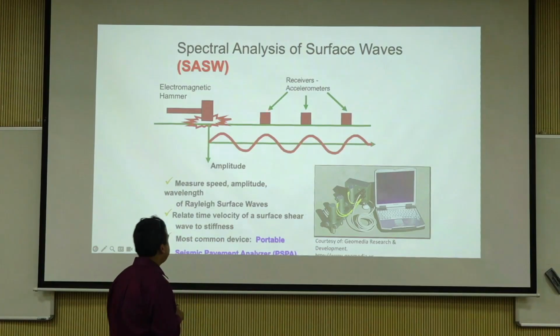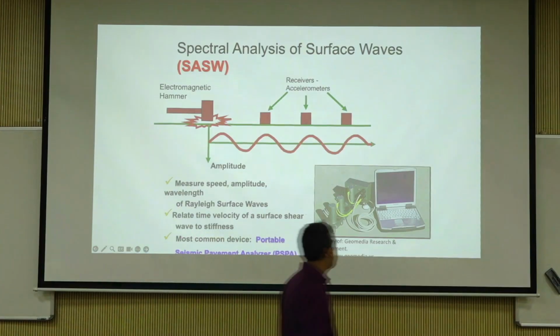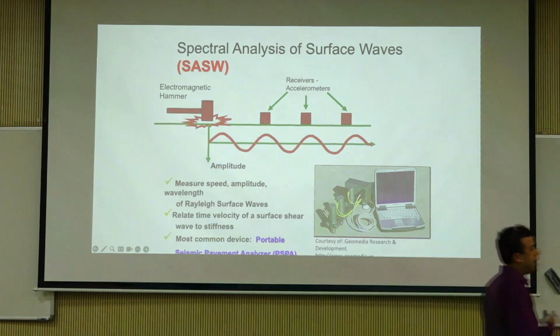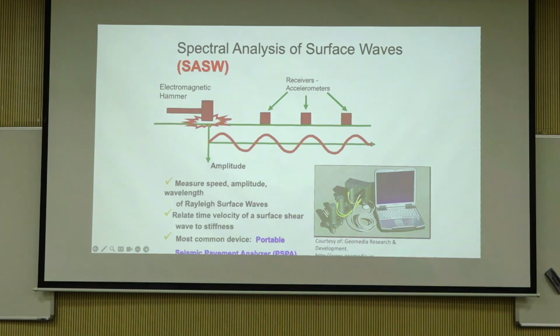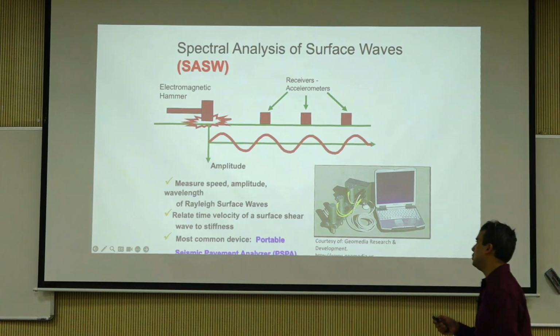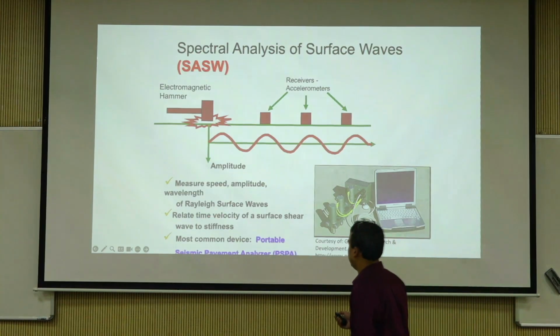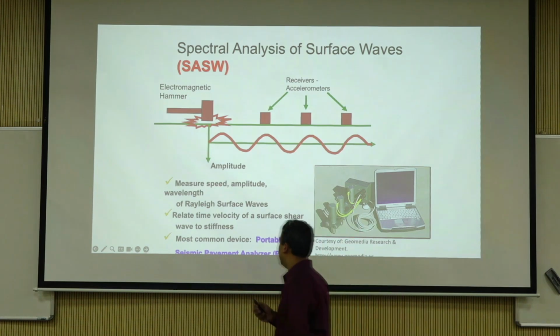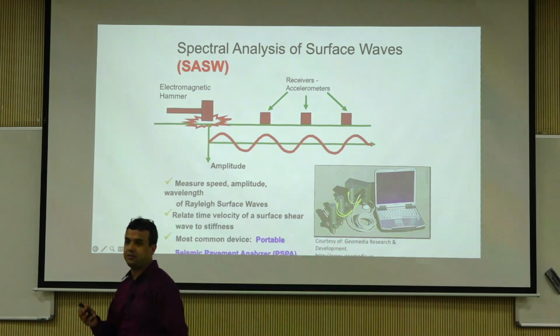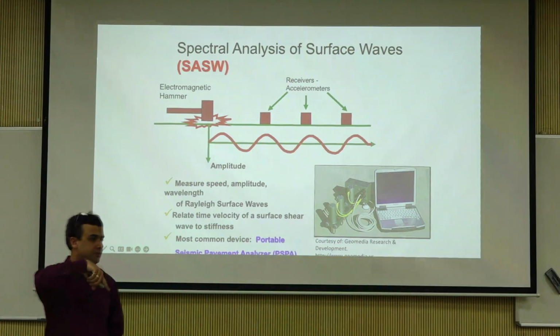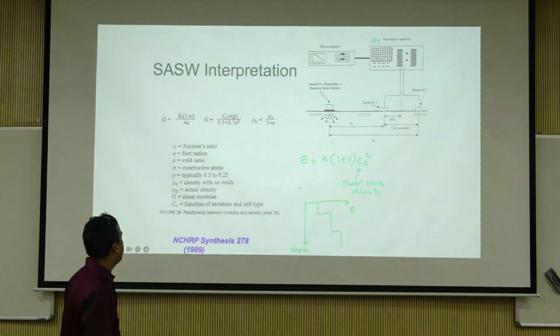There is something called SASW, spectral analysis of surface waves, which is again a waveform analysis that is done. Very niche methods. You have to be an expert in surface wave analysis to calculate modulus values of layers because of this. Basically, they measure the surface waves. Shear wave velocity is related to modulus, shear modulus and stuff, and that's how it goes.